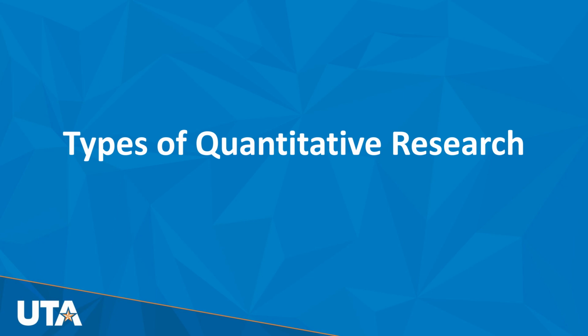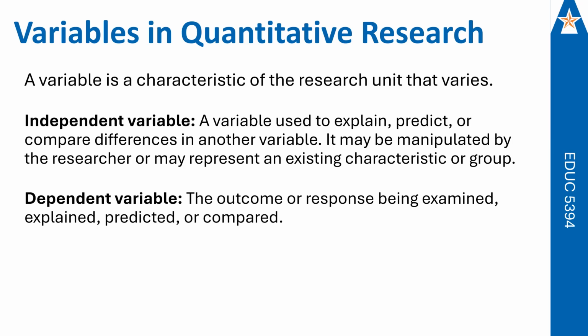This chapter explores the main types of quantitative research designs and how each one is used to study relationships between variables in different ways. A variable is a characteristic of a research unit, such as a person, school, classroom, or organization that can take different values. For example, students may differ in age, gender, achievement, motivation, or learning engagement.